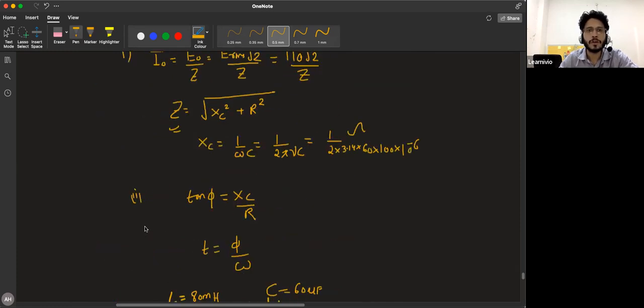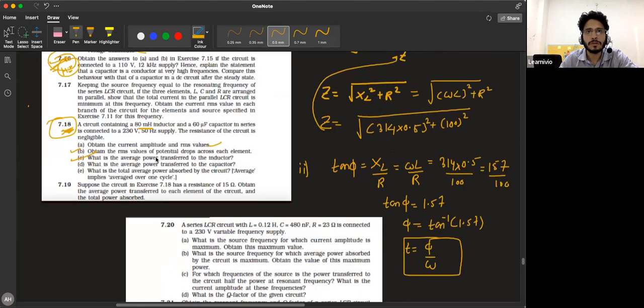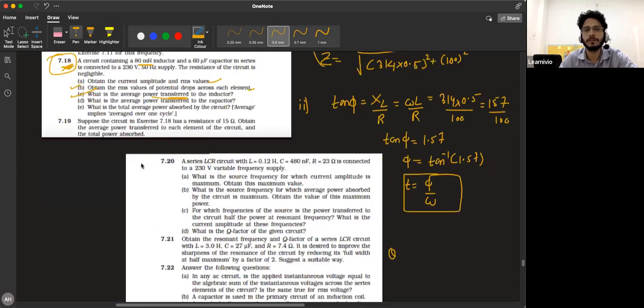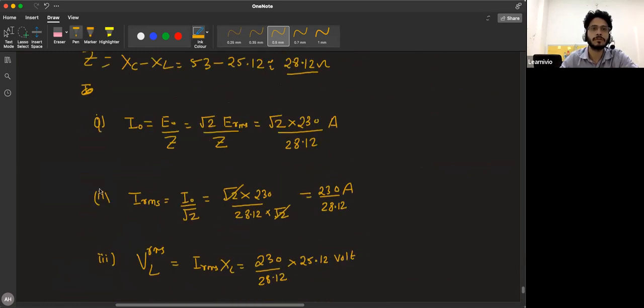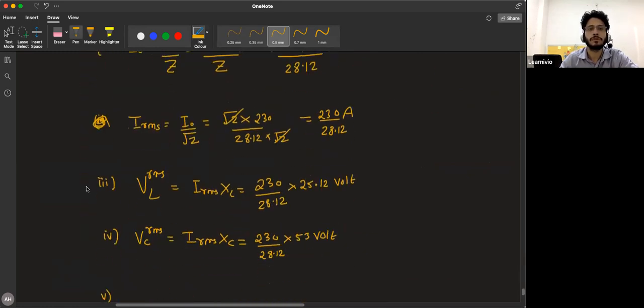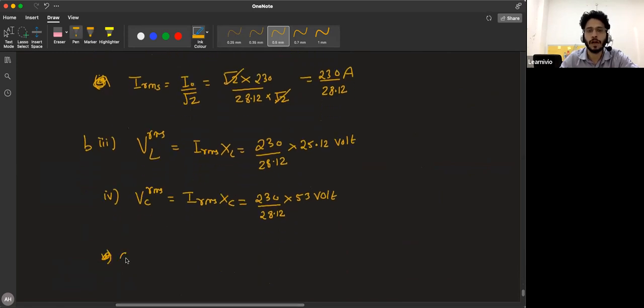In the fifth part of the question, we have both things. What is the average power transferred to the inductor? So this was the A part, this was the B part of the question. Now we have the C part, average power. Hishma, will you answer this part? Average power across the inductor.